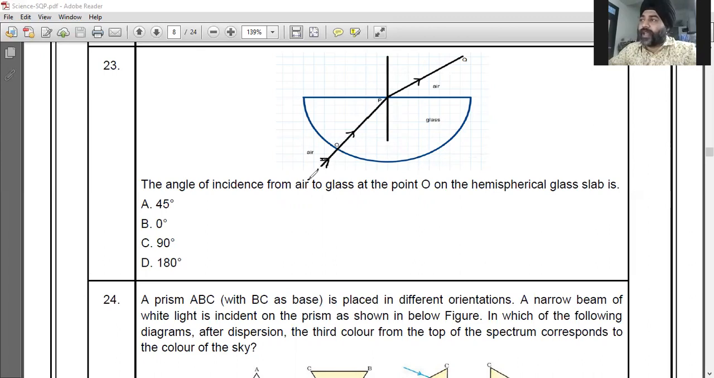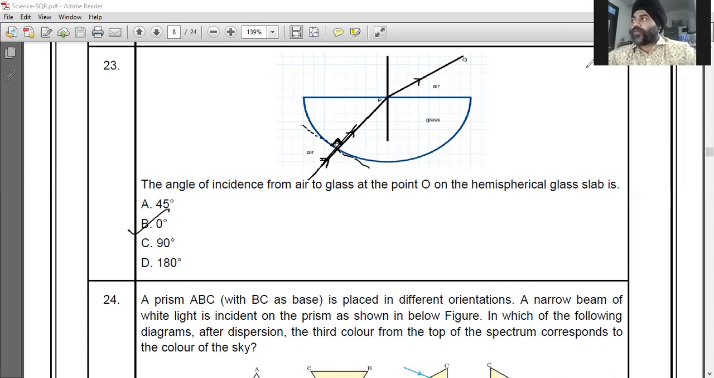Now the normal makes an angle of 90 degrees with the surface. So this angle should be 90. This is the radius. Hope all of you have done the concept of tangents in your maths. If you draw a tangent here, this angle will be 90 degrees. So this is the normal, and the light ray is also incident from here. They are coinciding with each other. So the angle between the normal and the incident ray is 0 degrees. So the option is B.